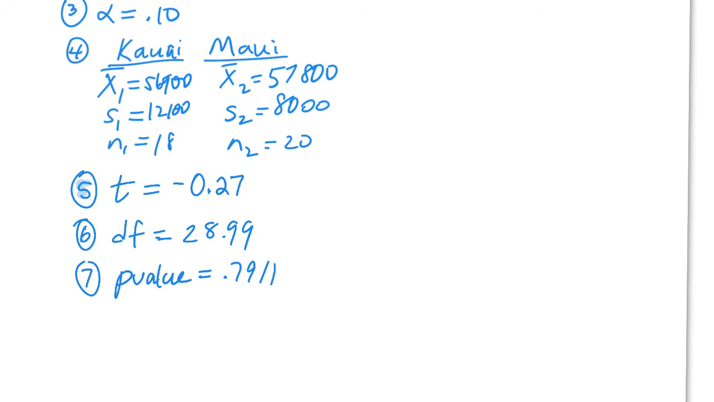So it turns out that $900 average difference we saw from the sample data, totally not statistically significant. So since that 0.7911 p-value is greater than 0.10, we fail to reject H0.